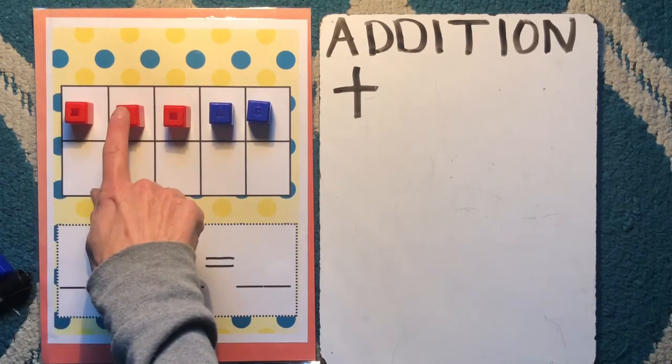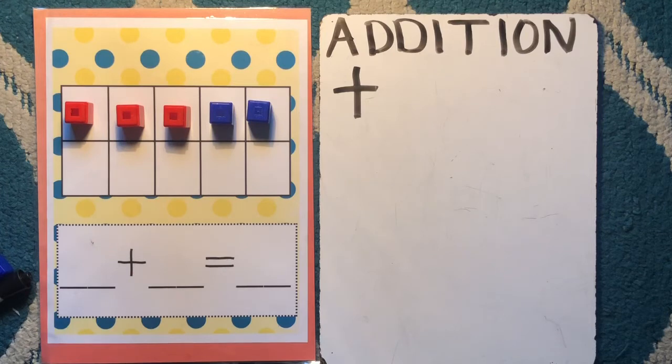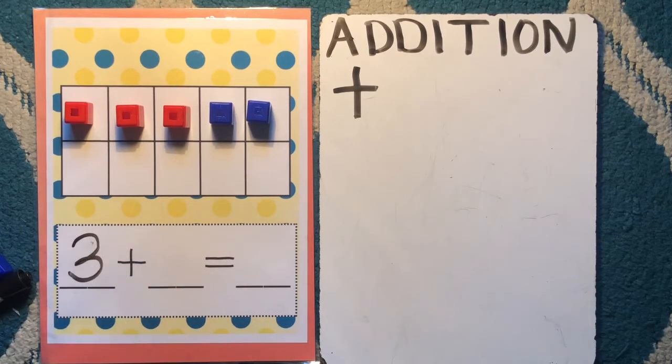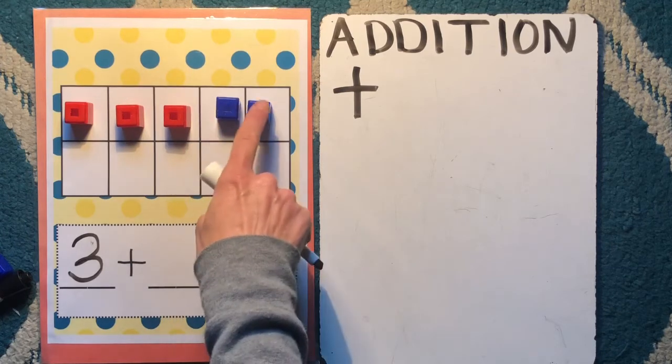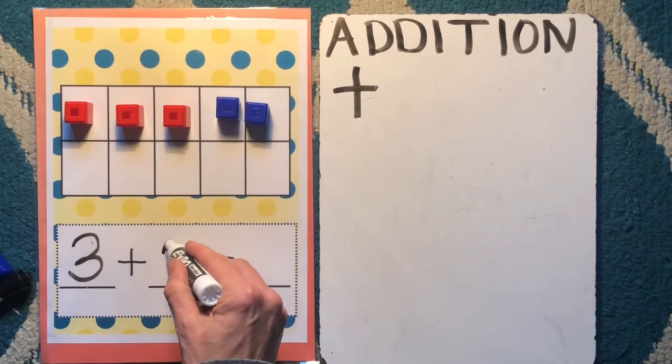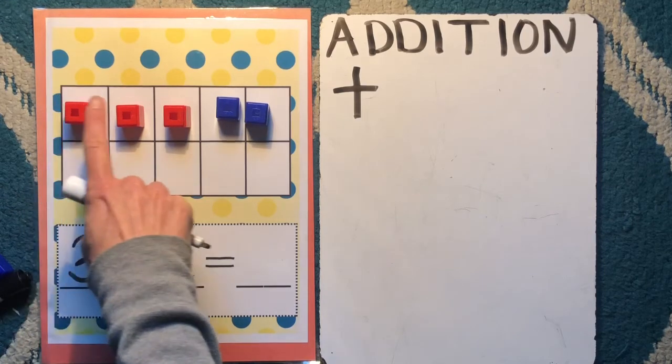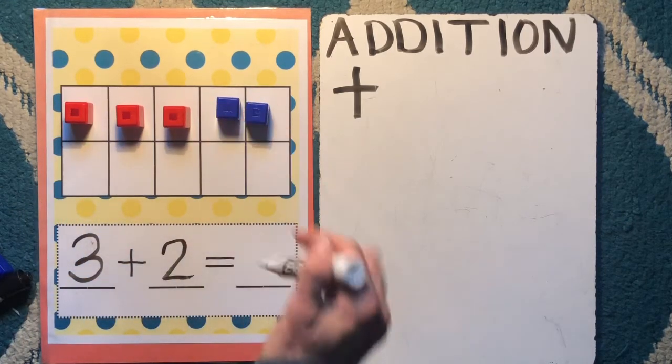I have 1, 2, 3 red. So go ahead and write along with me. 3 red plus 1, 2, 2 blue altogether equals 1, 2, 3, 4, 5.